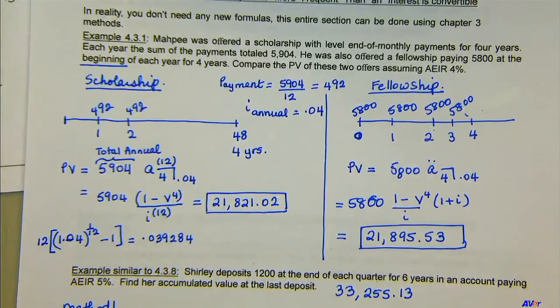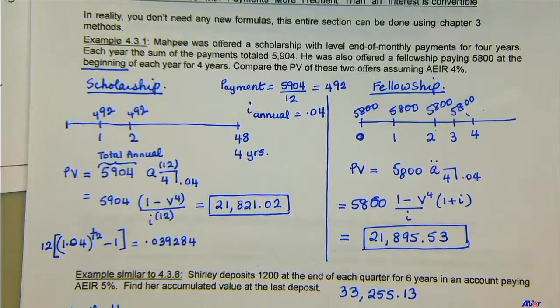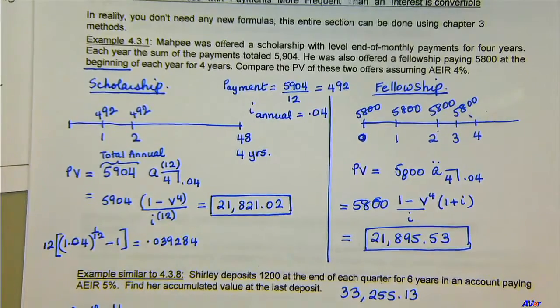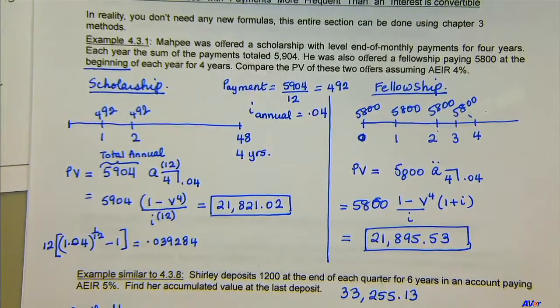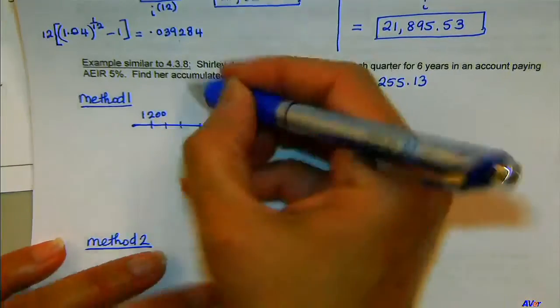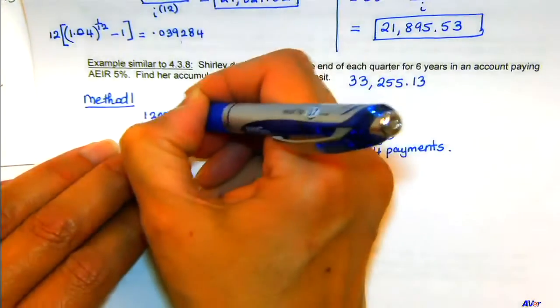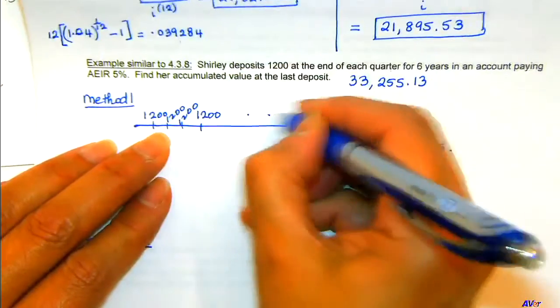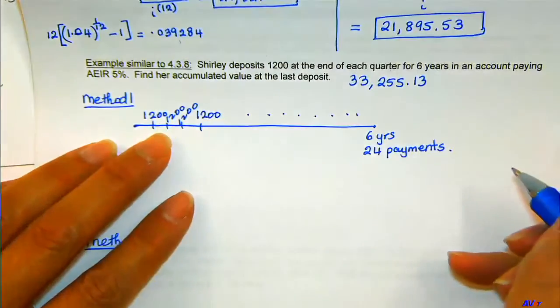Shirley deposits $1,200 at the end of each quarter for 6 years in an account paying 5%. Okay, so method 1, 6 years, that means 24 payments of $1,200 every quarter. 1, 2, 3, oh, you can't see. I'm sorry, thank you. 1,200 every quarter. And this keeps on happening. So there are 24 payments.